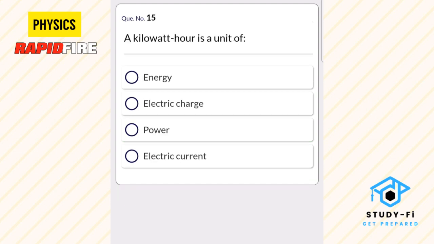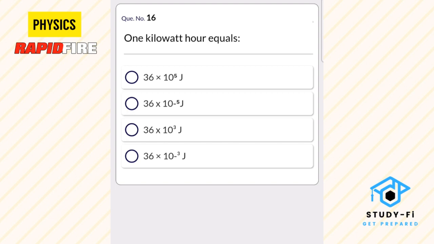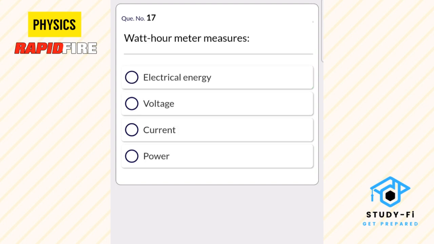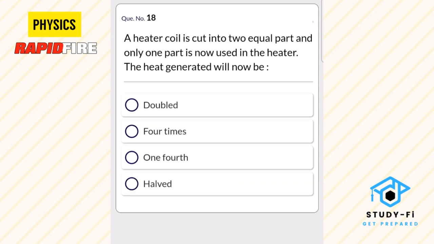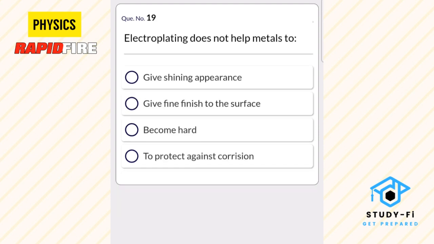A kilowatt hour is a unit of energy. 1 kilowatt hour equals 36 into 10 to the power 5 joule. Watt hour meter measures electrical energy. A heater coil is cut into two equal parts, and only one part is now used in the heater. The heat generated will be doubled. Electroplating does not help metals to become hard.